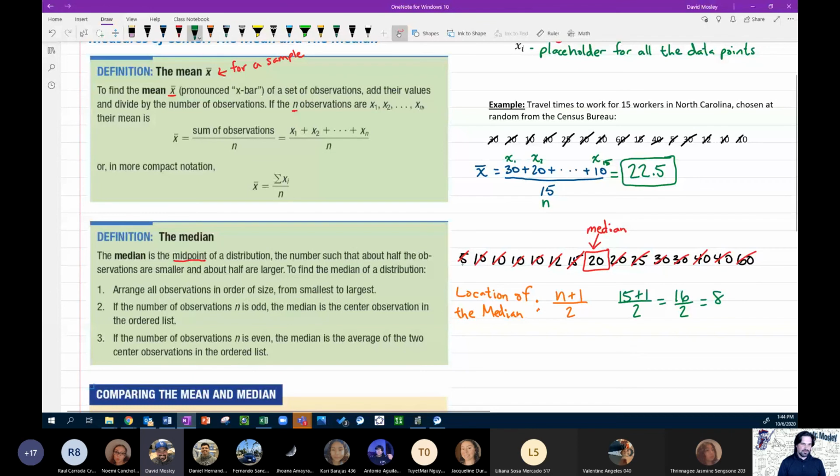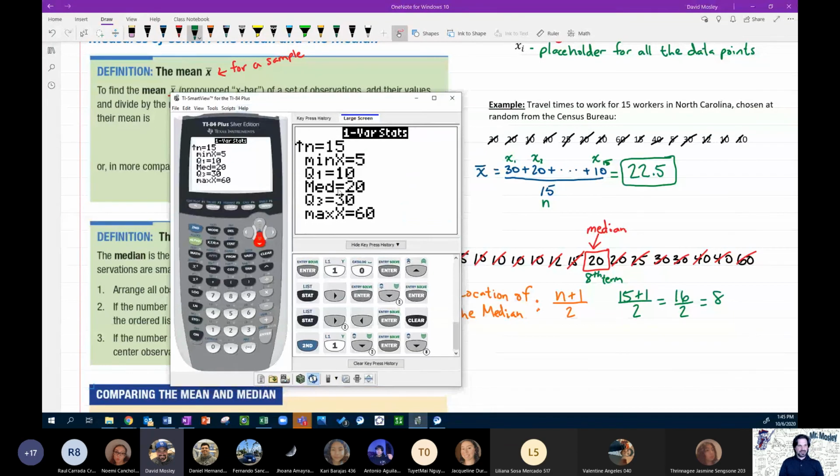Right? So if I count these, I have 1, 2, 3, 4, 5, 6, 7, 8. That's the 8th term. So both methods found me the same number, which is also very good news. It means we didn't make a mistake. Right? So we can use either of these methods to find the median manually. But again, it's always a nice backup to have your calculator and be able to see if you're doing it properly. Like, did you get the right value?